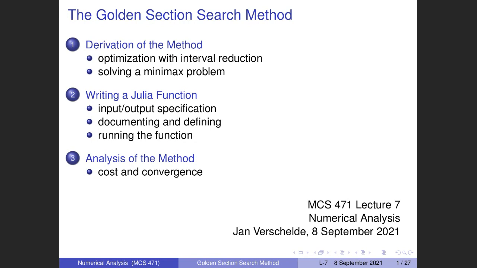specifying what is the problem. So more specifically, what is the input, what is the output of our Julia function. We document our functions, what are the essential parameters, what are the tolerances, and then we look at a run. So we will have one running example. And most importantly, we start from correct functions, but we also want to analyze the method.